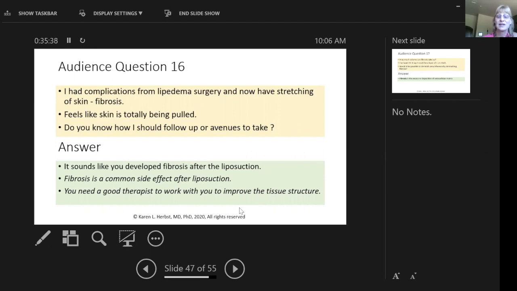So it sounds like there was the development of fibrosis after liposuction, which is common. And I think going to a good therapist who knows how to do deep tissue work and improve the tissue structure would be very important at this time. And I think that if you do get liposuction, you really need to be working with a therapist prophylactically. It would be better to have him or her work with you right after the surgery rather than waiting until fibrosis had actually formed.